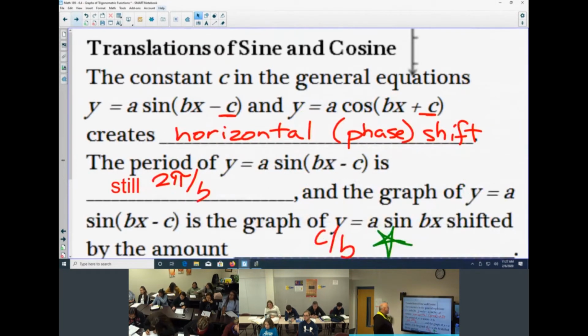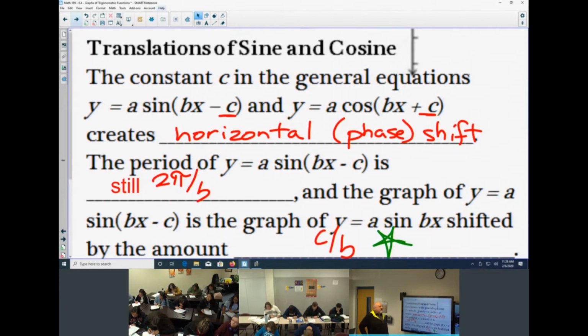All right, so now let's talk about the c. If we have a number inside the argument, so you have the bx minus c, the constant c in the general equations, y equals a sine bx minus c, and y equals a cosine bx plus c, that creates the horizontal or phase shift.